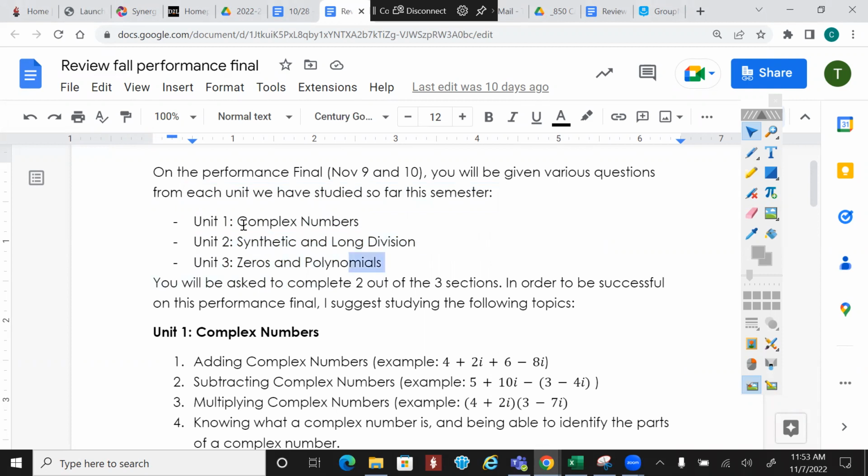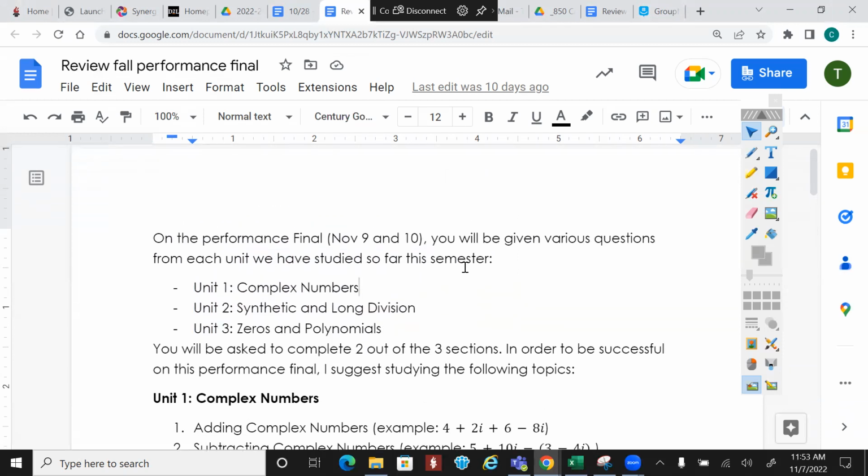If you want to answer all 3 of them, I'm going to take the best 2 out of the 3 to grade. So if you do all 3, I'll grade them all, and then I'll say, okay, they did well on 1 and 2 or 2 and 3, whatever it may be.